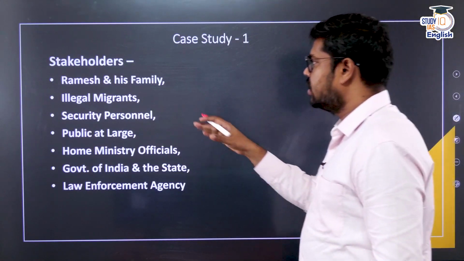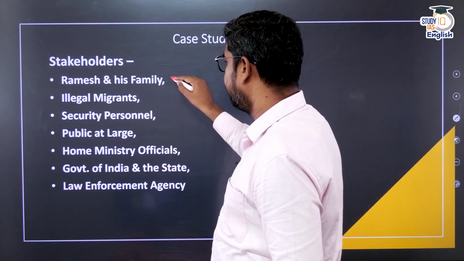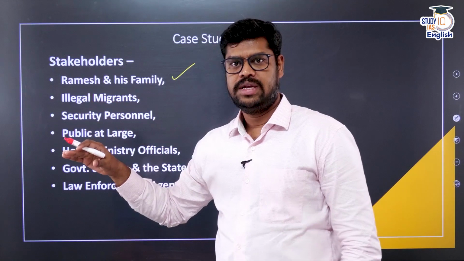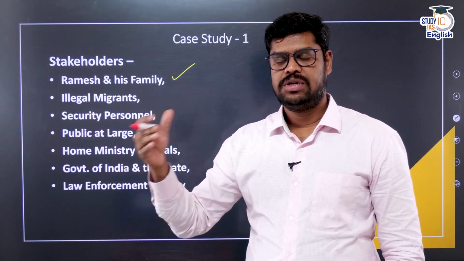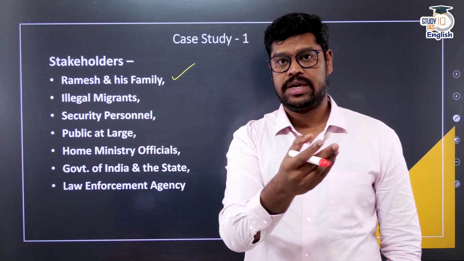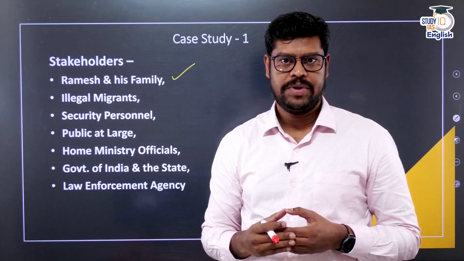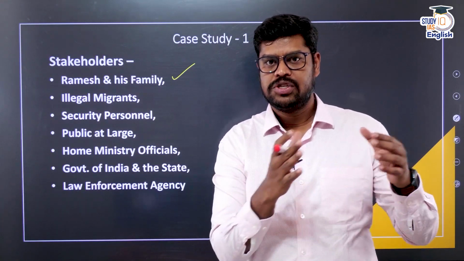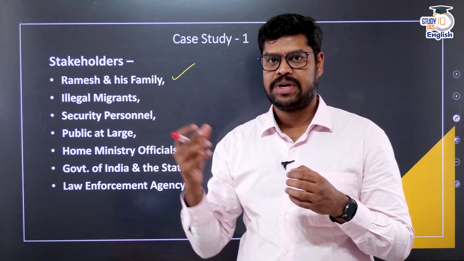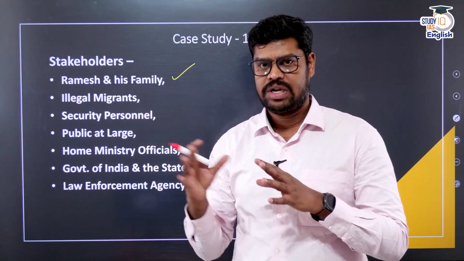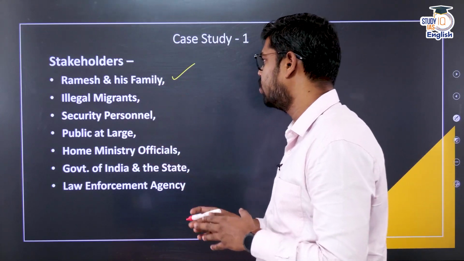Coming to the stakeholders, these are the stakeholders that we can identify in this case study. Definitely Ramesh and his family. Ramesh is there, his mother is there, his children are there. Mother is a cancer patient, children are undergoing education, adolescent age. So, it is very important that their education is to be secured by Ramesh. And if Ramesh has to uphold his professional duties, there can be some personal cost that he may have to face. So, definitely Ramesh and his family members are important stakeholders.